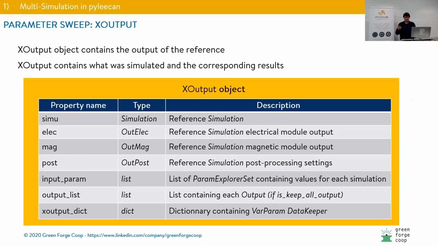So now we have your XOutput object. You can see that there are the properties from the normal output, so you can access the reference simulation: electric, magnetic, post, and so on. If you go to xoutput.mag.Tem_av, you will have the average torque of the reference simulation. If you want the average torque of every single simulation, then you will have to go to xoutput.xoutput_dict, which contains everything related to the data keepers, for instance. And you can also get the output list if keep_all_output is activated.